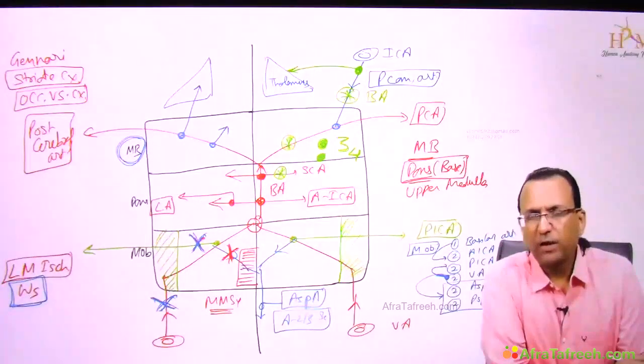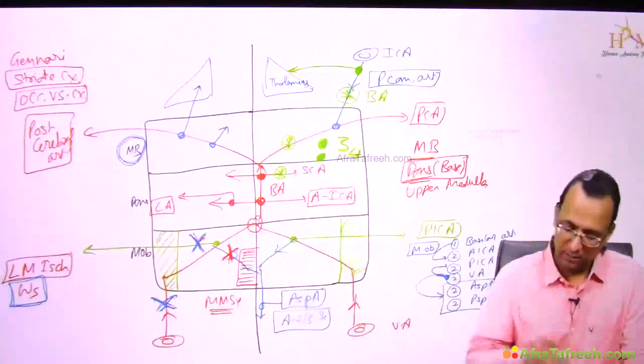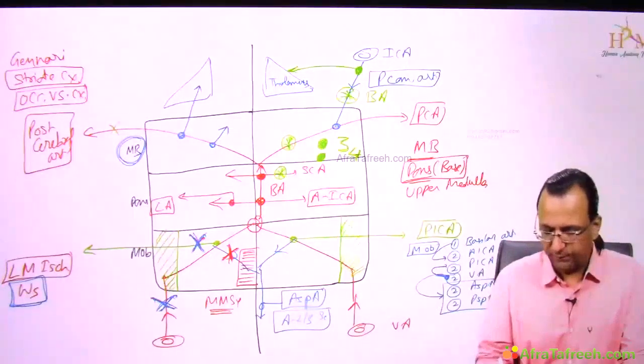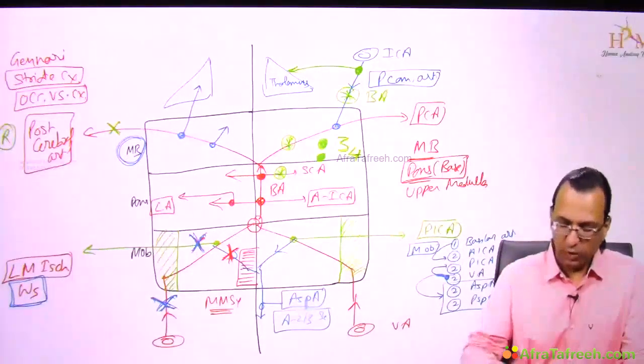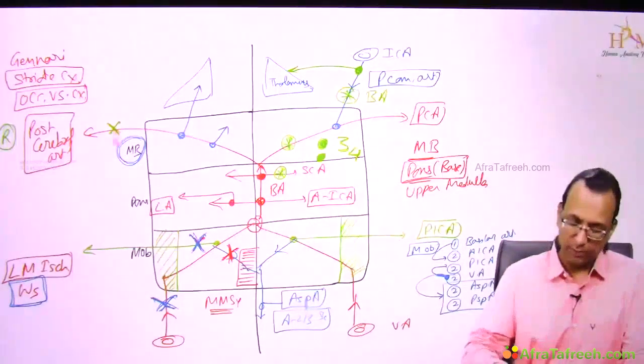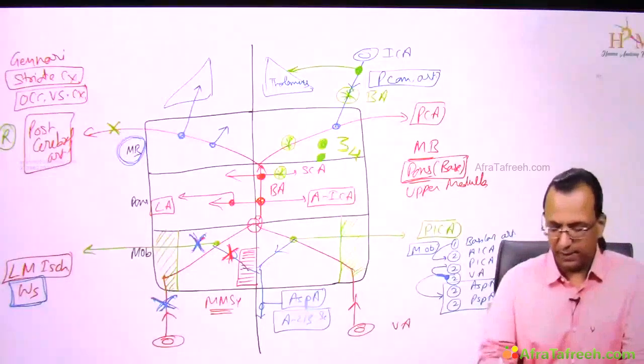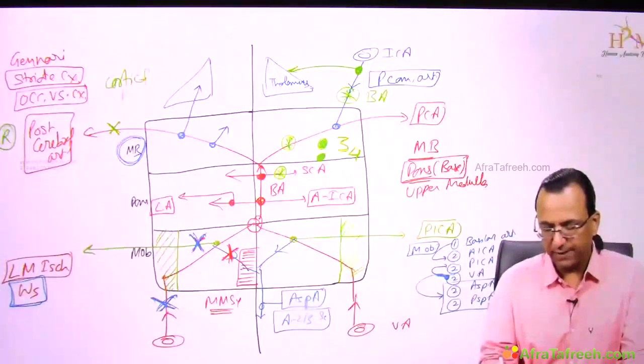Okay. What about that cortical blindness you were talking about? Yeah, okay. This is a block in the right-sided posterior cerebral artery. When there's a block in the right-sided posterior cerebral artery, there will be cortical blindness. What is cortical blindness?